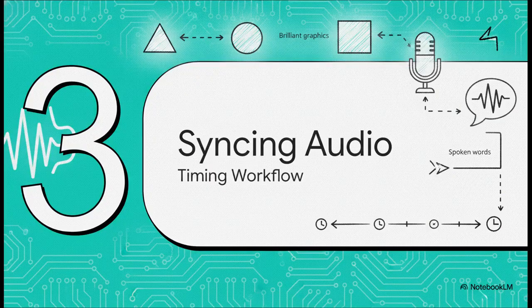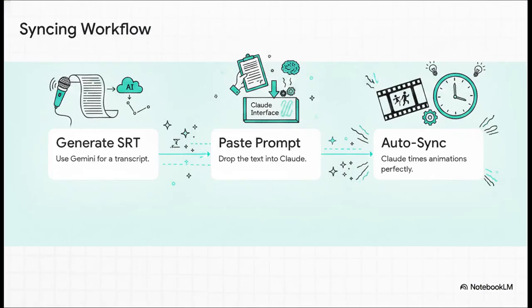Okay, moving to step 3, syncing audio and images, which is all about achieving that perfect timing workflow. So you might be wondering, how do we perfectly sync these awesome graphics to our spoken words? Well, it's a super efficient 3-step workflow. First, you lean on an AI like Gemini to generate a rapid transcript. Next, you just paste that text directly into your Claude prompt. And then, Claude completely takes over all that grueling, tedious work of timeline alignment.